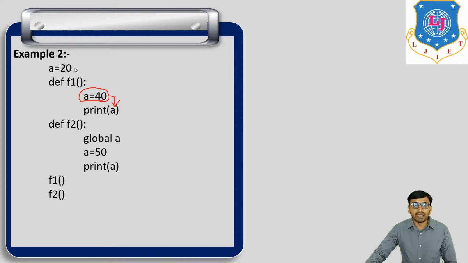Now global a, it means a is equal to 20, and then we change the value. A is equal to 50. Now the global variable changes to 50, and then here a is equal to 50. So this value of a is 40, and this value of a is 50. 40 and 50. Okay. Now the same program we run in PyCharm.